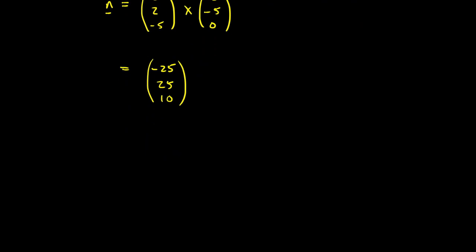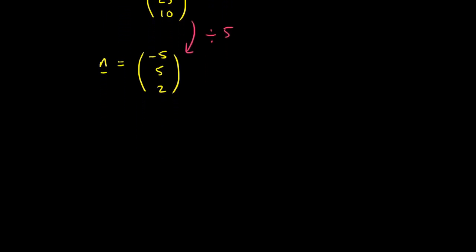Now, for the normal, the only thing we actually care about is the direction. So what we can do is scale this. I'm going to divide this through by 5, and I'm going to choose my normal vector instead to be (-5, 5, 2). Because the only thing we care about is the direction, I've just divided through by the factor of 5.